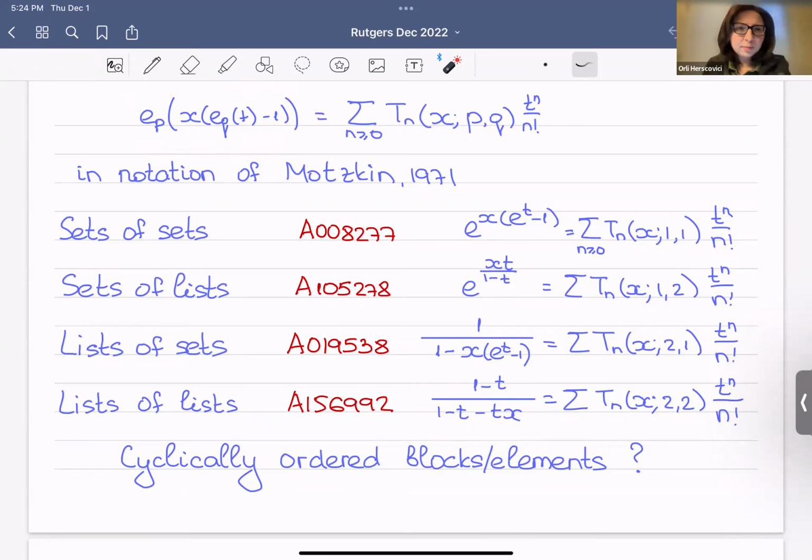But when I talked about the results with Alan Sokal, he said, okay, nice, but what happens if the partitions are cyclically ordered? Blocks can be cyclically ordered, or elements can be cyclically ordered, or both of them. So what happens then? Can we generalize it in such a way that the generating function will cover all 9 kinds of set partitions?